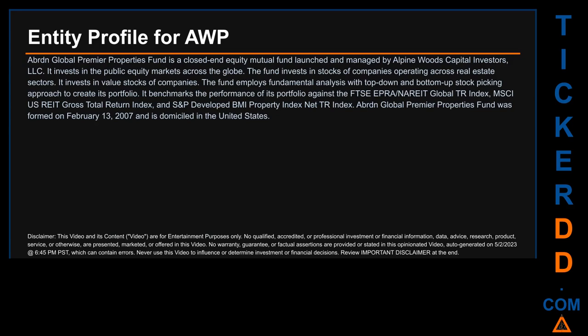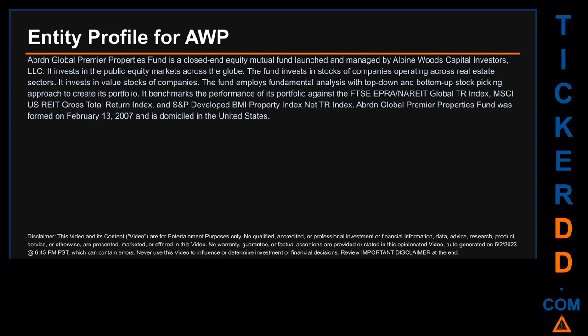I searched the public web to find information about the company that is behind this ticker. Here's what I found. Abrdn Global Premier Properties Fund is a closed-end equity mutual fund launched and managed by Alpine Woods Capital Investors, LLC. It invests in the public equity markets across the globe. The fund invests in stocks of companies operating across real estate sectors.